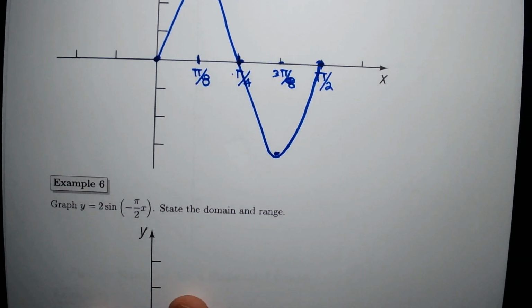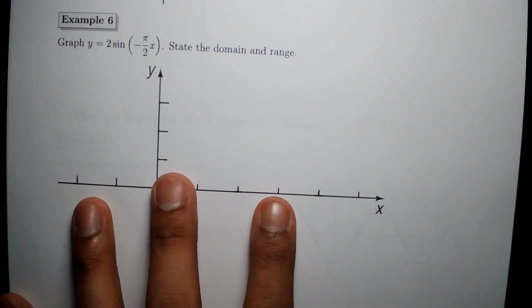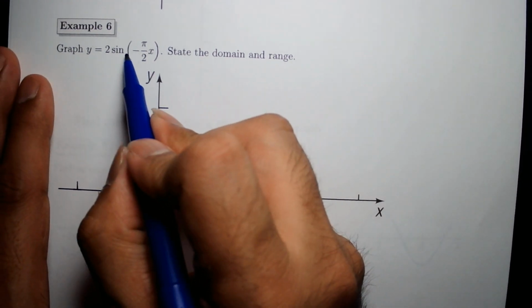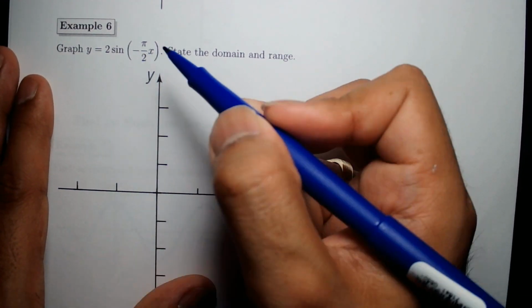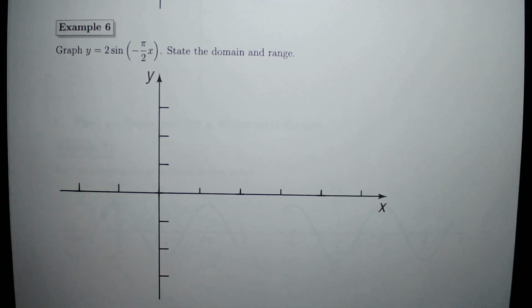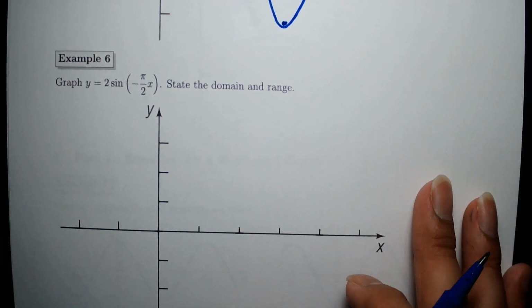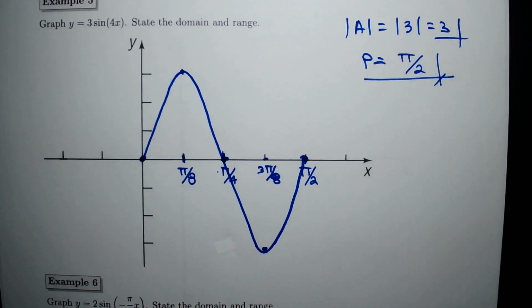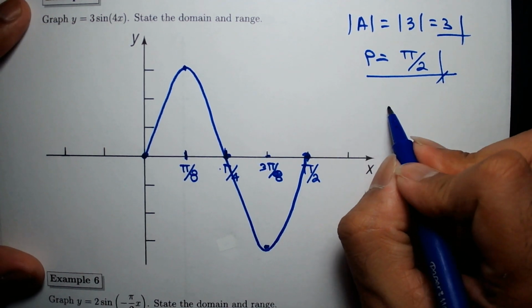Let's do another example, example 6. Y equals sine of negative pi over 2 times x. Well, let's take the domain and the range over here before we leave. Well, domain.